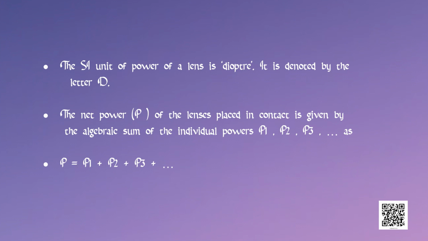The net power P of the lenses placed in contact is given by the algebraic sum of the individual powers P1, P2, P3, etc. The mathematical formula can be written as P equal to P1 plus P2 plus P3 plus so on.